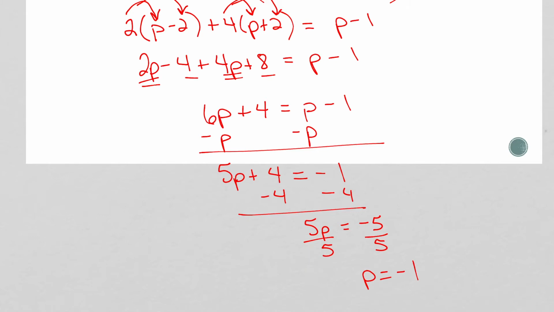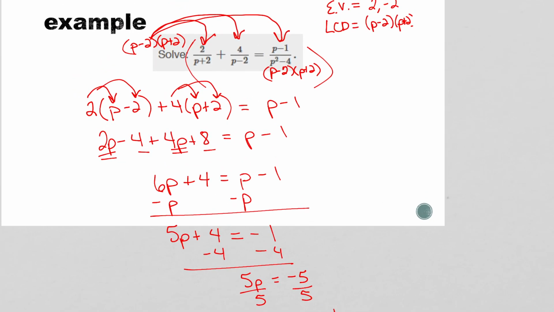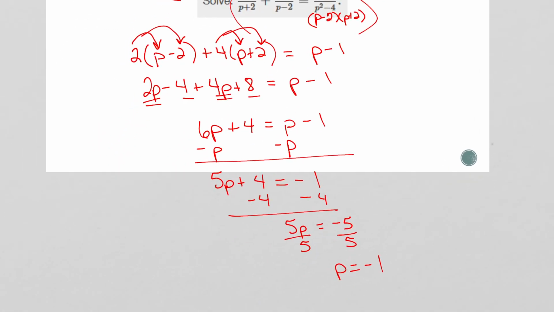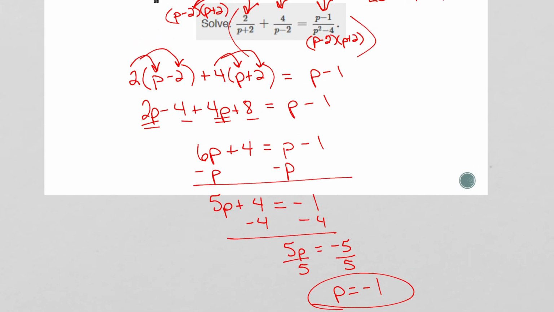And I need to check, is that one of my excluded values? I don't believe it is. No, my excluded values are 2 and -2, so -1 is a great answer. Now, you should check your work. Again, you would take that -1 and put it in there, there, there, and there, and you would make sure that the left side is equal to the right side.